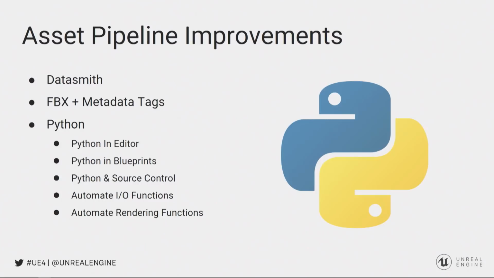Speaking of Python, Python has been added to Unreal Engine, and it's in our editor. It also integrates with Blueprints and with source control. Ultimately, a lot of the problems that we experienced on the Fortnite pipeline of having to manually bring in data by hand, that's the reason why Shotgun was included: to improve those specific I/O functions and be able to automate that along with other tasks that you need to do inside of the engine.